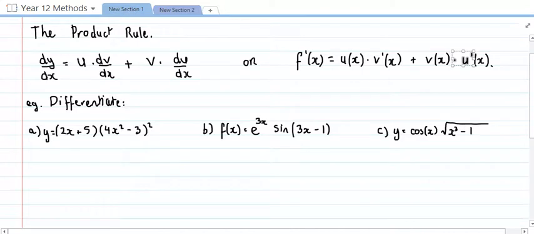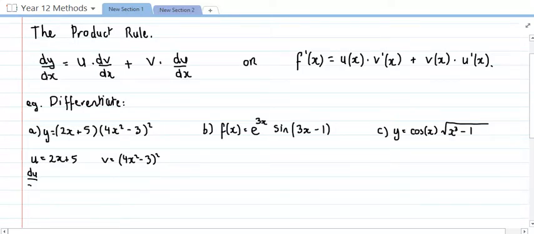Now, you'll see here when I use u and v, we haven't really encountered those yet, at least not the v. But when we're doing this, u is always the first function and v is always the second function. So in this case, u equals 2x plus 5, and v equals (4x squared minus 3) to the power of 2. So I can differentiate both of these.